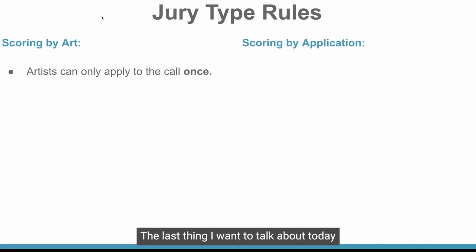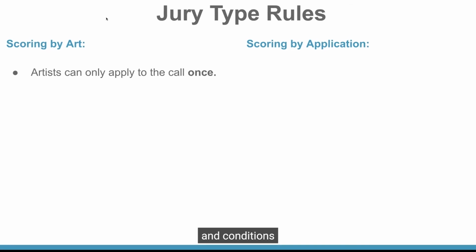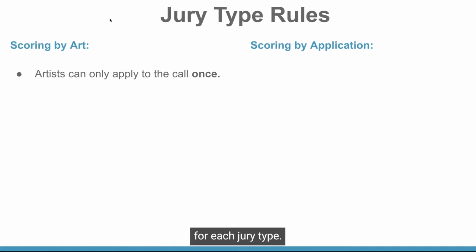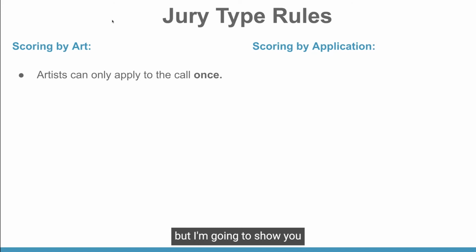The last thing I want to talk about today is some other rules and conditions that you should be aware of for each jury type. We've already touched on some of them, but I'm going to show you a comparison between each of them so it's more clearly spelled out for you. So we'll start by talking about the number of times an artist can go back and apply to the call, like we have just been talking about.